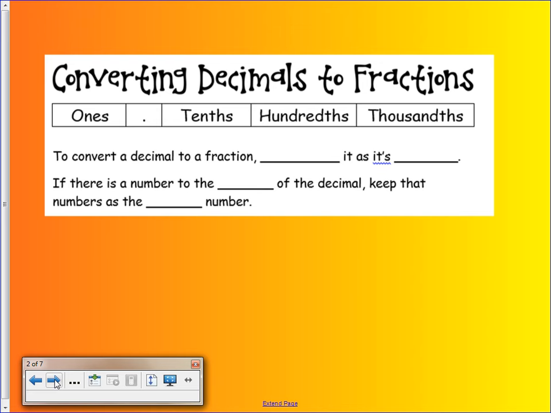So let's start by reviewing decimal place value. You have your ones place, and then the decimal comes after the ones place. Then we have the tenths, the hundredths, and the thousandths.